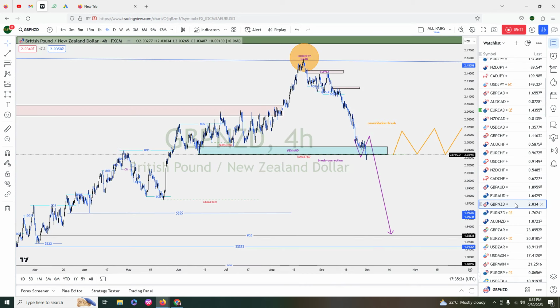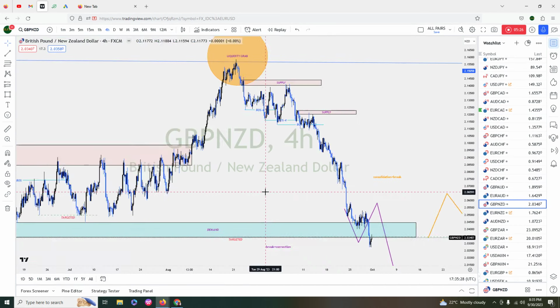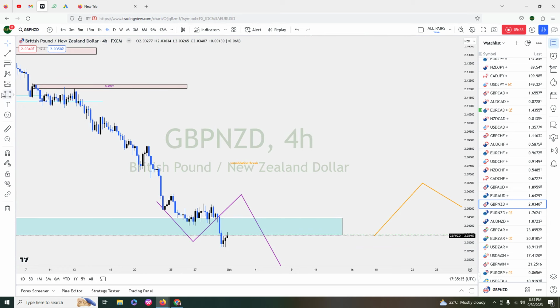GBPNZD. So what we have, this is the 4-hour chart. We have a break. Of course, we are now looking for a correction. And that correction can either end here.